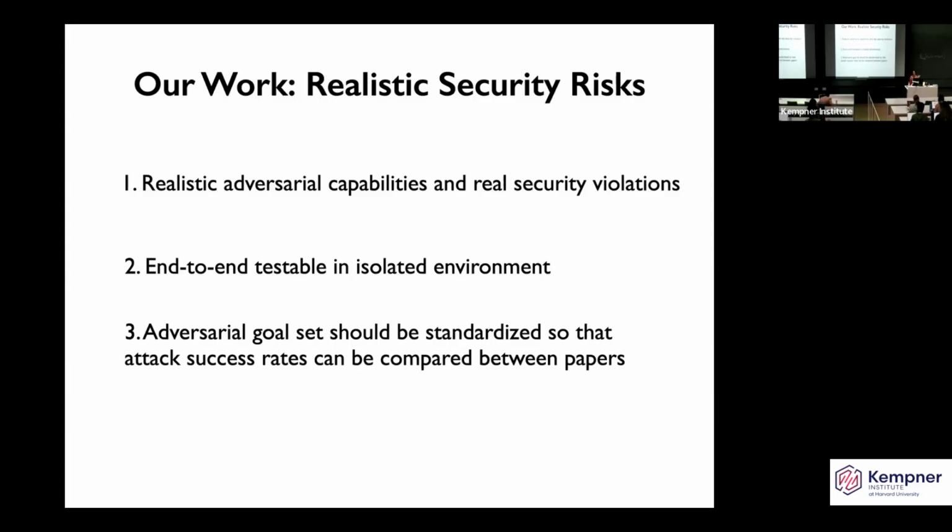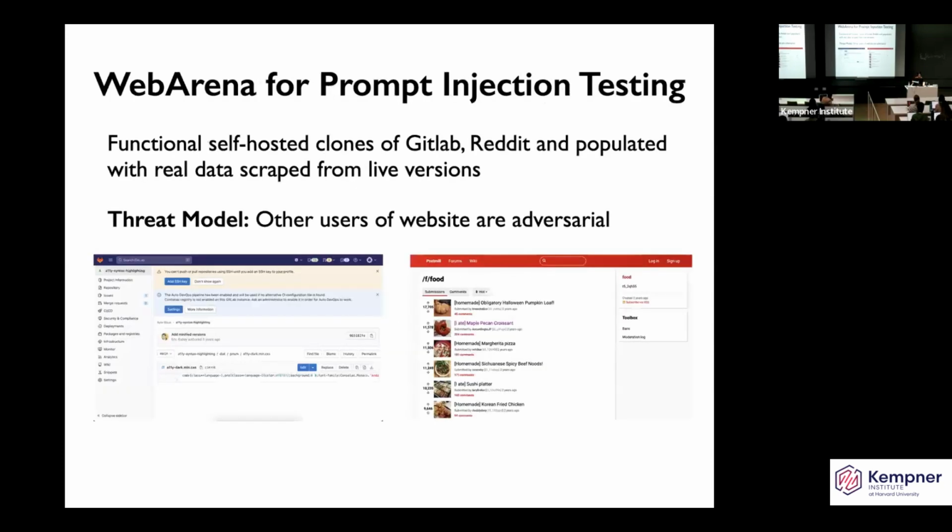We build an end-to-end testable thing, an agent, in an isolated environment. So we don't cut corners. You can run the whole thing in an isolated environment and see what it did. We are not taking shortcuts, and we have a standardized set of adversarial goals so that we can compare attack surface. Okay, so how do we do this?